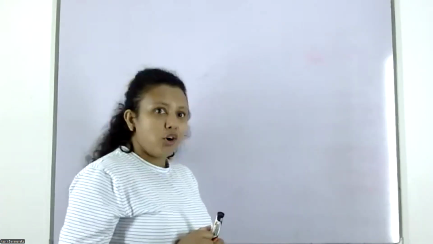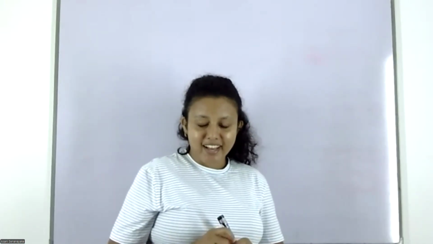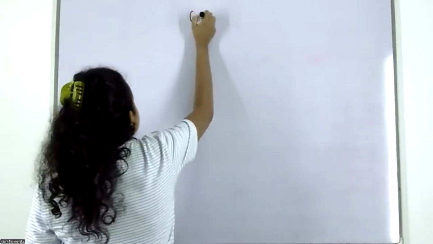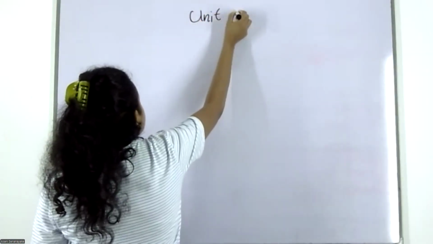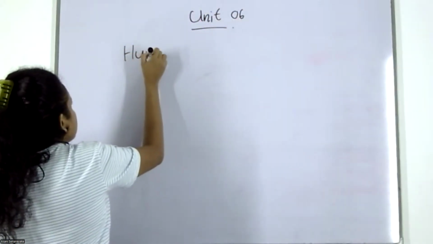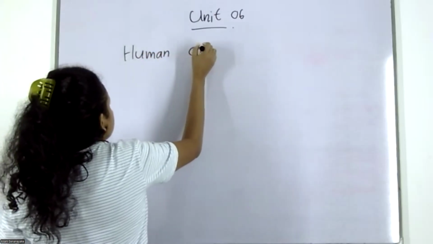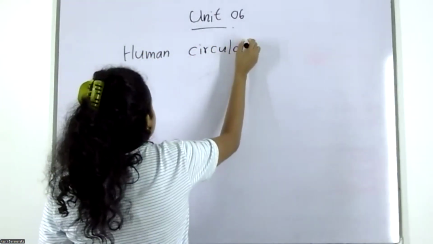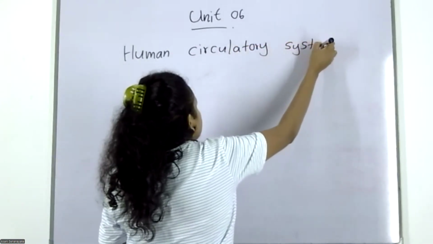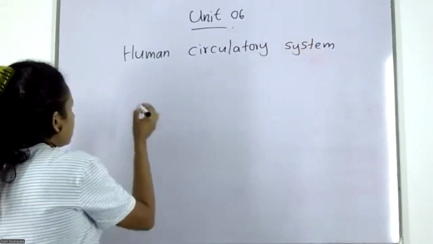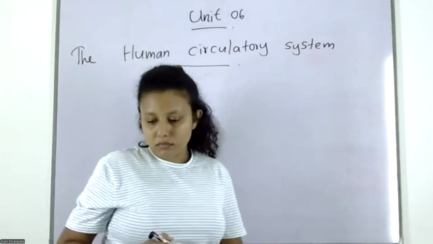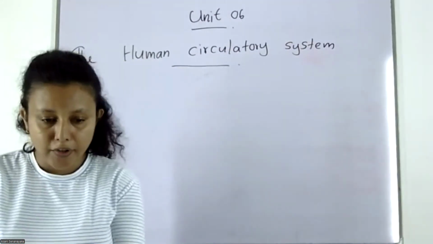Now I hope you all have a writing book by now, so you can actually write the topic this way. Human circulatory system. You can write the topic there.